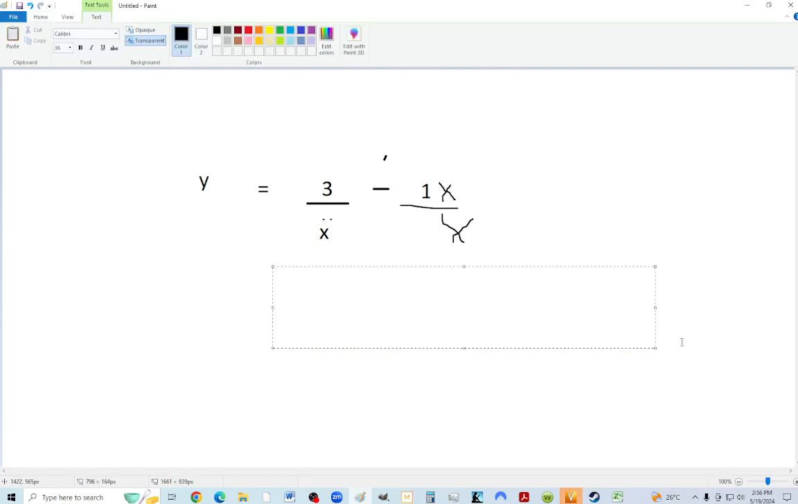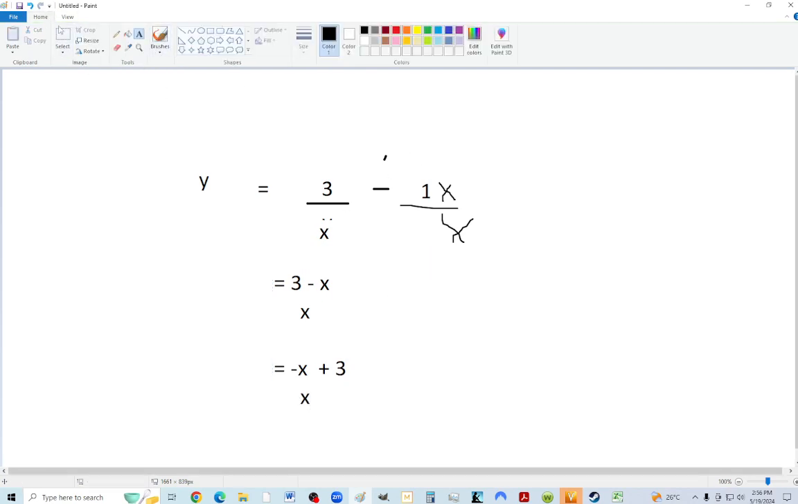And then you get 3 minus x over x. I think your teacher might prefer the first one. And even this one, you would reorganize it to minus x plus 3 over x, but I don't think your teacher wants you to do that. So again, this is good enough right here for an answer to the inverse.